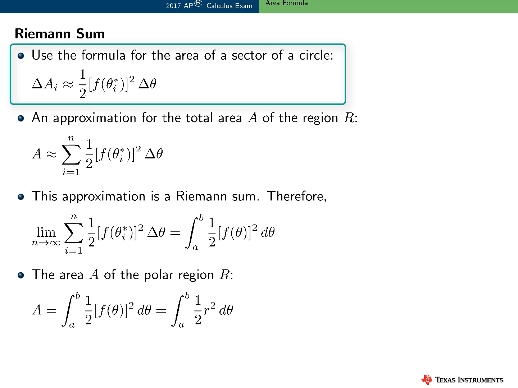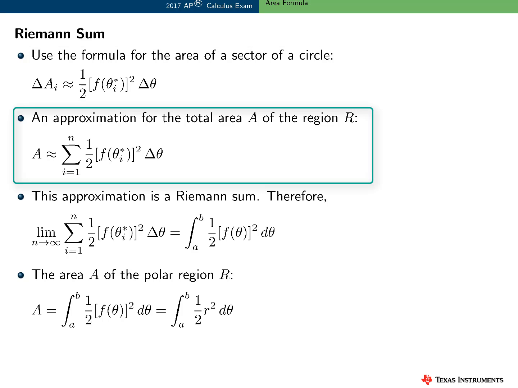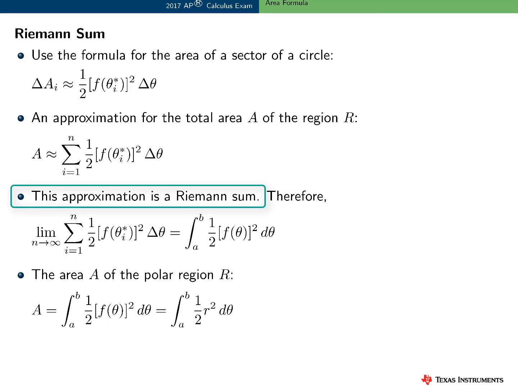Using the formula for the area of a sector of a circle, the area of the ith subregion, delta A sub i, is approximately 1/2 f of theta sub i star squared times delta theta. An approximation for the total area A of the region R is obtained by adding the area approximations for the subregions. Now, it seems reasonable that as n increases, this approximation for the total area A of the region R improves, and this approximation is a Riemann sum.